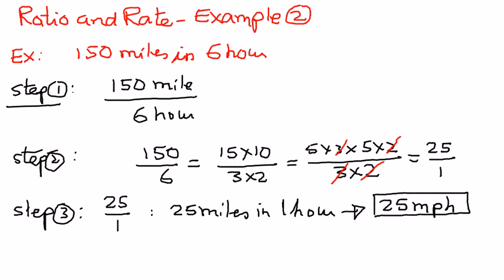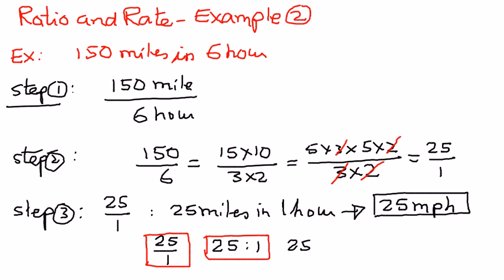The three different ways of expressing this answer, as we have seen in ratio, are as follows. We can write it as a ratio, 25 to 1, or we can write it as these two numbers, 25 to 1, separated by a colon, or we can also write it as a fraction, 25 over 1. And these three ways of expressing our answer are perfectly fine.